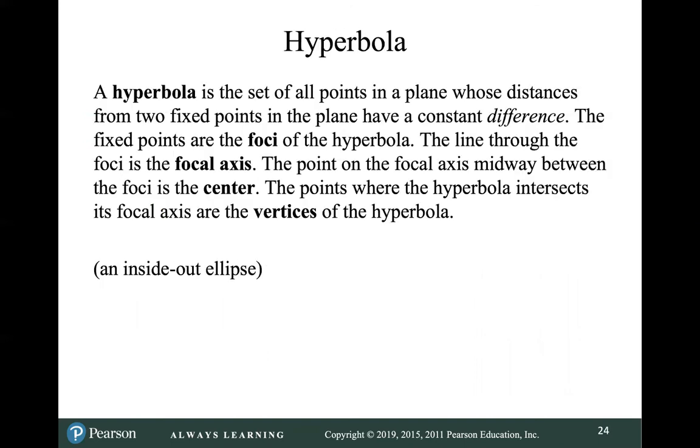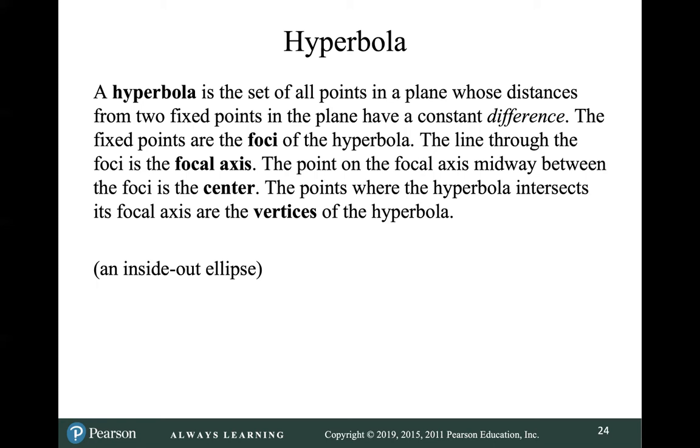So a hyperbola is the set of all points in the plane whose distances from two fixed points in the plane have a constant difference. For an ellipse, they had a constant sum. For a hyperbola, they have a constant difference. The fixed points are the foci of the hyperbola. The line through the foci is called the focal axis, same as an ellipse. The point on the focal axis midway between the foci is the center, same as an ellipse. And the points where the hyperbola intersects with the focal axis are the vertices of the hyperbola, same as an ellipse. So notice the names for all of these parts are the same as an ellipse.